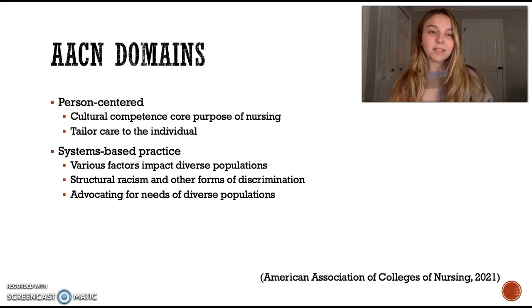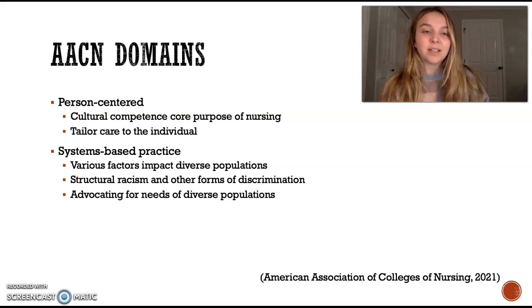So to relate this to the AACN domains, we can look at person-centered care. Cultural competence is the core purpose of nursing, and it's a foundation which is a basic level of respect for human differences and beliefs. Whenever we uncover this culturally sensitive information, we can tailor the care specifically to each individual person.